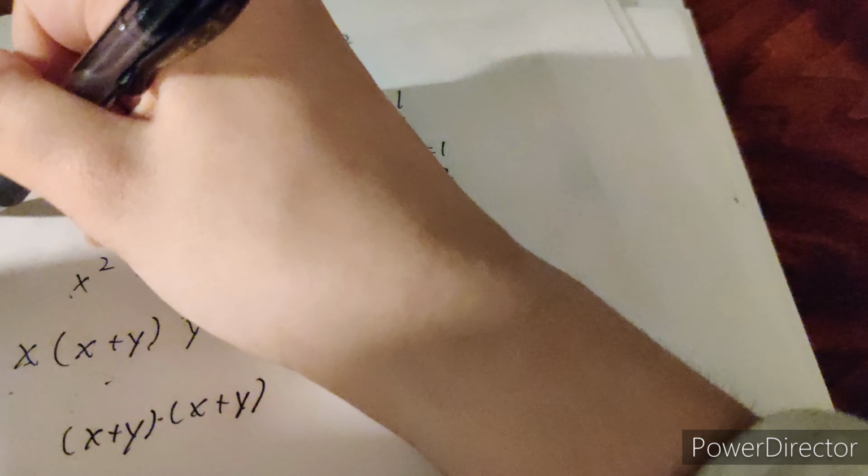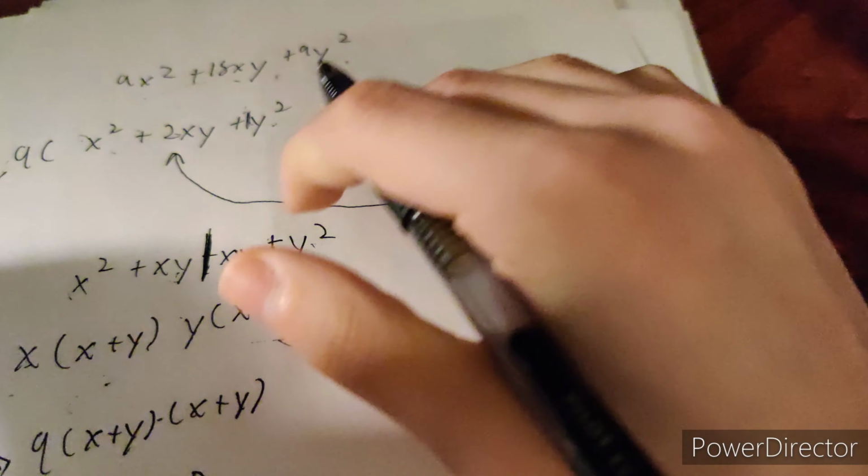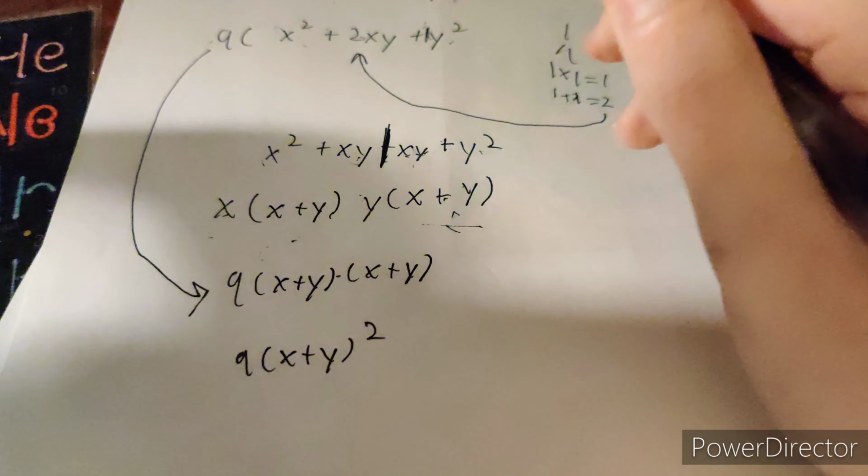x plus y, x plus y. So now we have x plus y times x plus y. We bring down the 9, and we have 9 times x plus y squared.